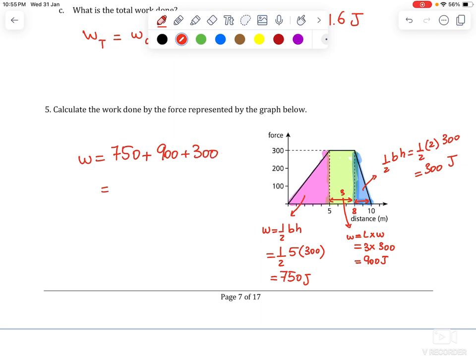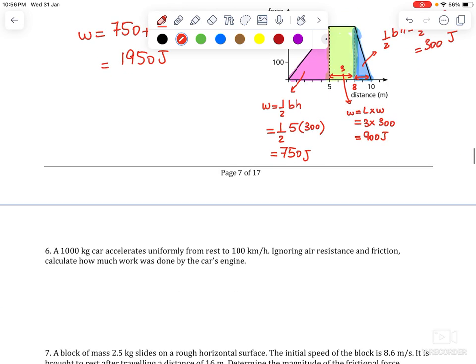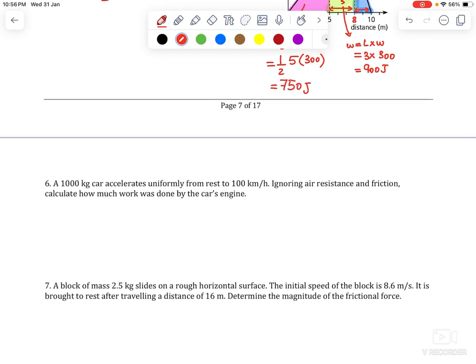So basically it is 1950 joules. Question number 6. You have a 1,000 kilogram car that accelerates uniformly to 100 kilometers per hour. Ignoring air resistance and friction, calculate how much work was done by the car engine.